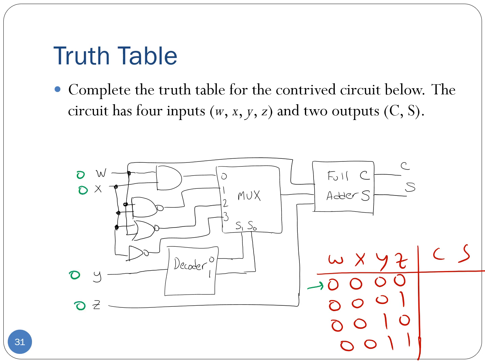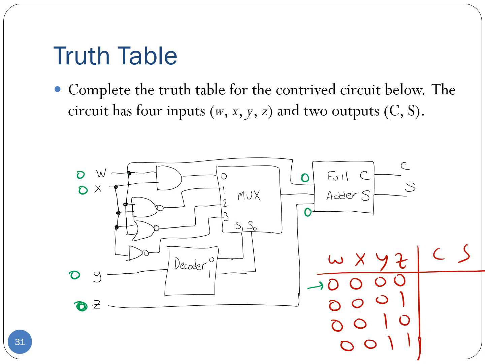Okay, so notice that this 0 from W simply forwards to the first top input in the full adder, and this 0 from Z directly forwards to the bottom input in the full adder. Now we are just left with figuring out the value of the middle input to the full adder.